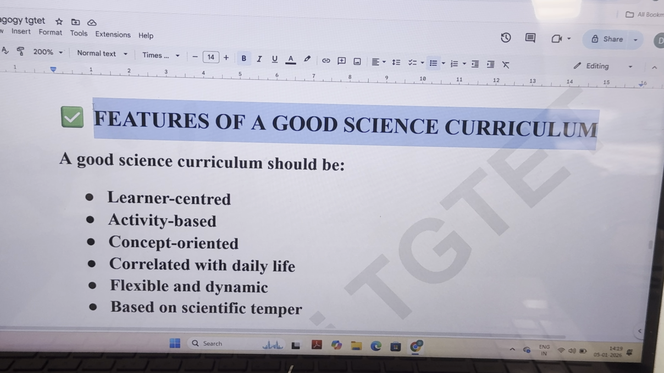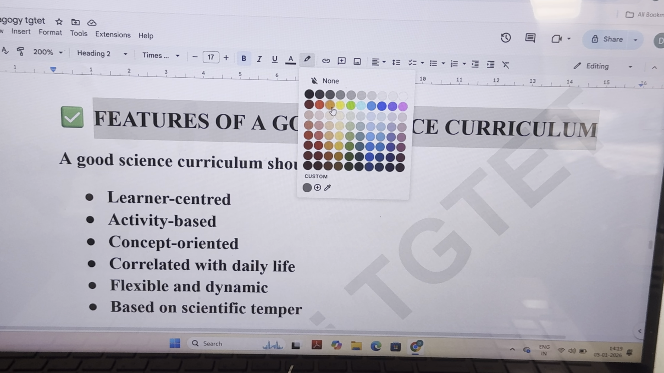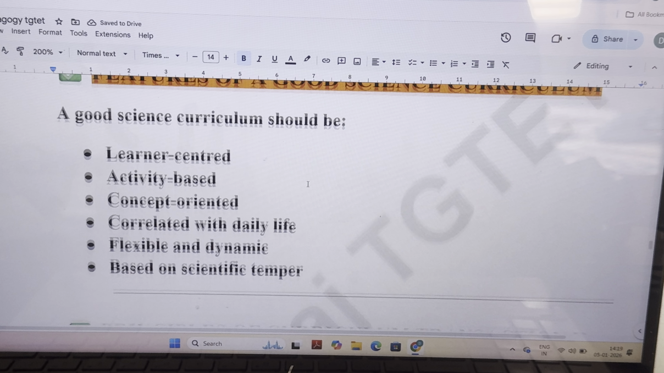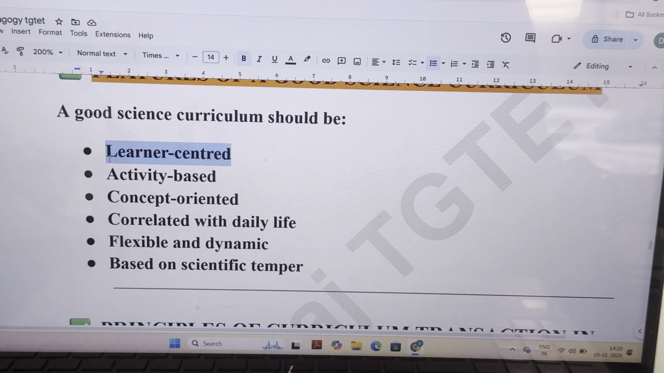When we are planning a good science curriculum, we need to know its features. First, it has to be learner centered, student centered. It has to be activity based. The curriculum has to be project based, activity based, learning by doing based, concept oriented. It has to be correlated with daily life. It has to be flexible and dynamic. It has to be based on scientific temper. There has to be logic, nothing related to faith and superstition.